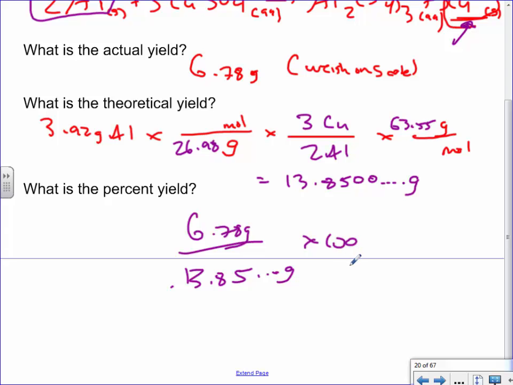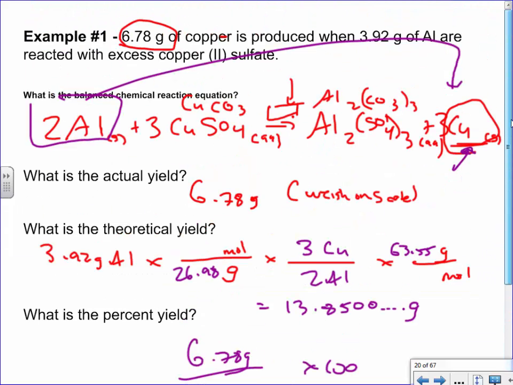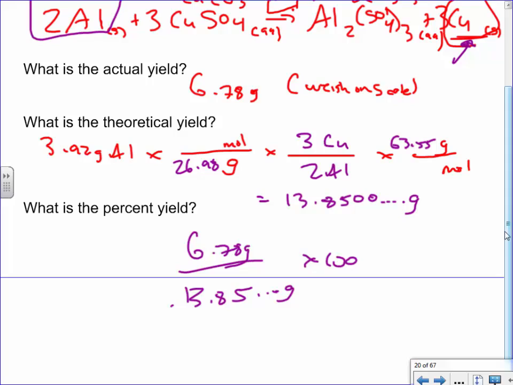I got 40, how many sig digs do we get? 3. I got 49.0%.